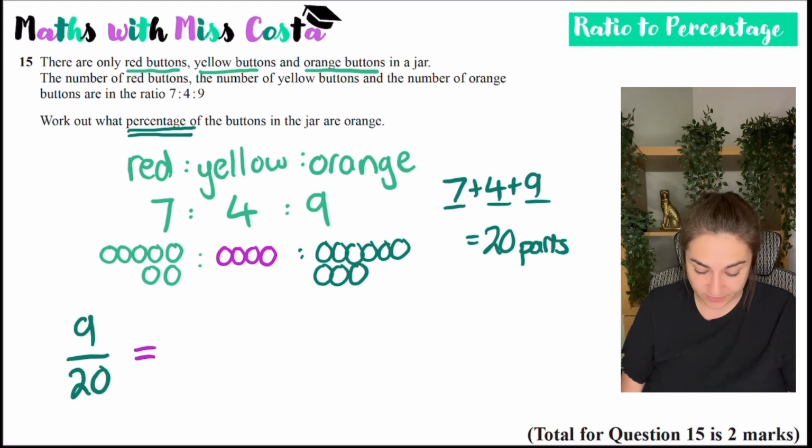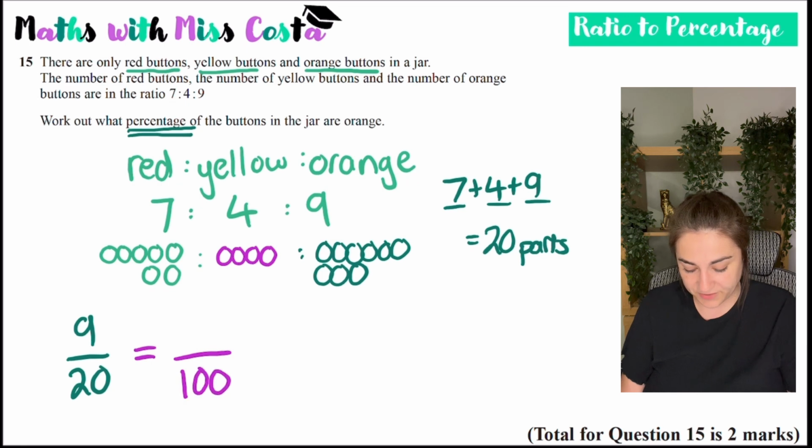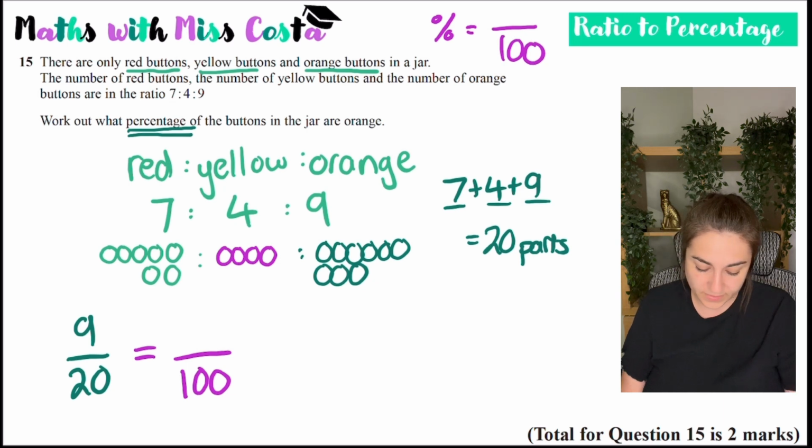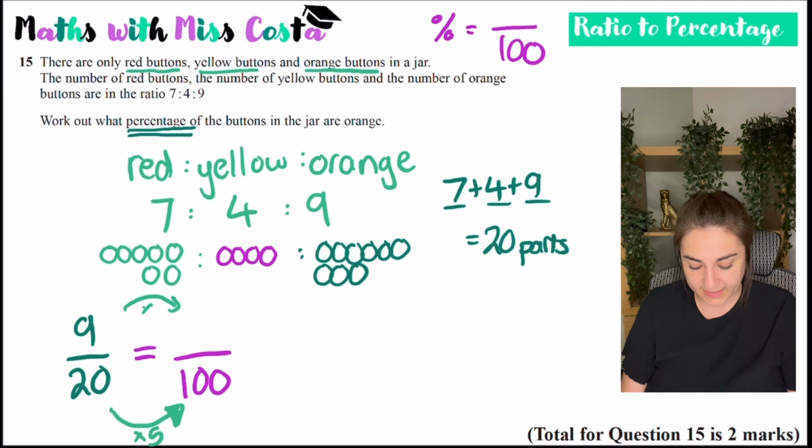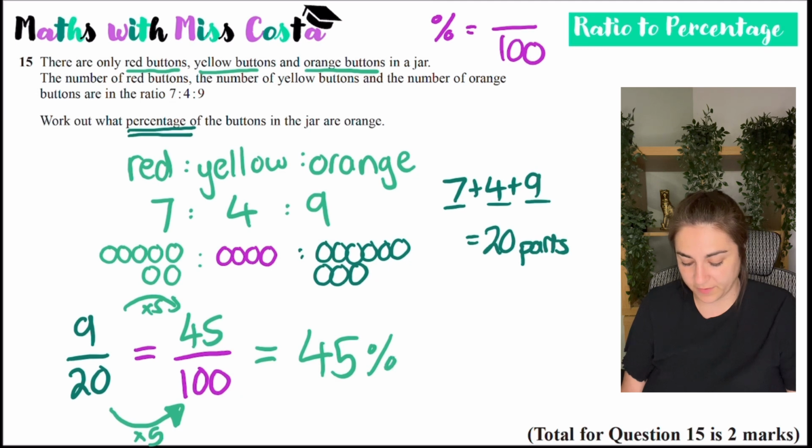So I need to turn this into a percentage, and a percentage is essentially just a fraction out of 100. Percent just means out of 100. So what have I done to my denominator? What have I multiplied 20 by to turn it into 100? I've multiplied it by 5. So I do the same to 9. 9 times 5 is 45. And 45 over 100 is 45%.